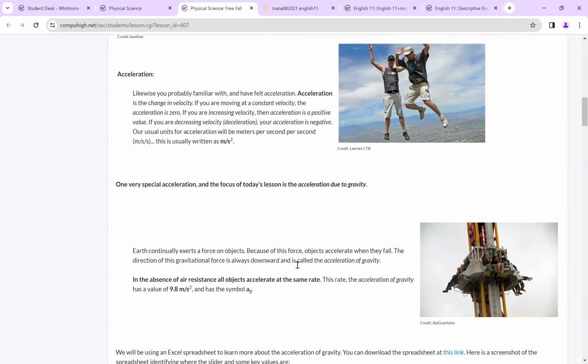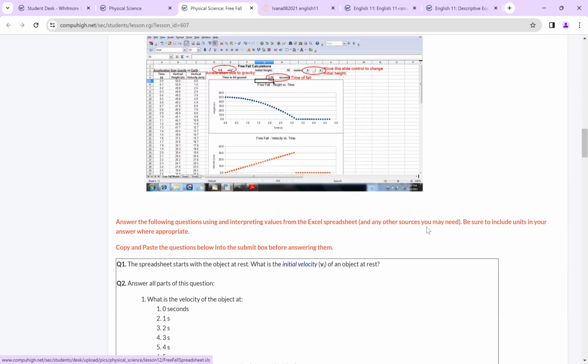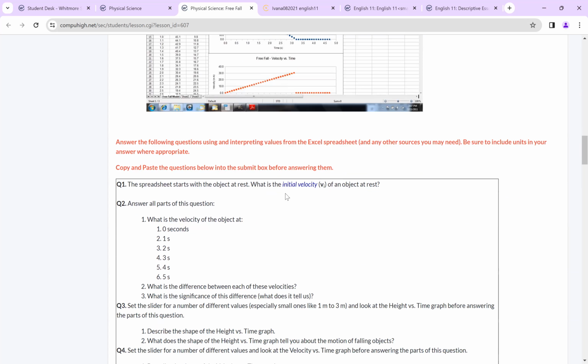Fine. The target acceleration, that's normal. I'm using an Excel spreadsheet to learn more about the acceleration. You can download it from this link here. So, seeking values. We can download the initial velocity of an object at rest. What is the velocity of the object at 1 second? Okay, I guess we can do this.